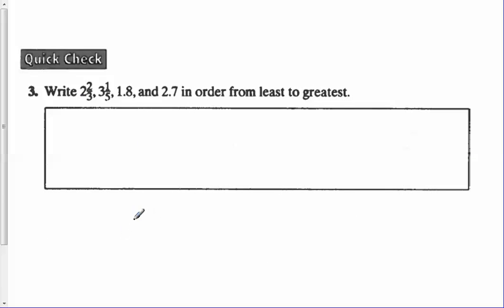Alright, now we have a quick check. This is where you go ahead and practice and pause, and I will check in with you in a bit.